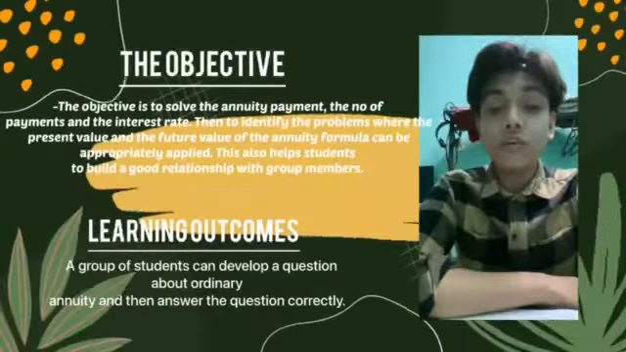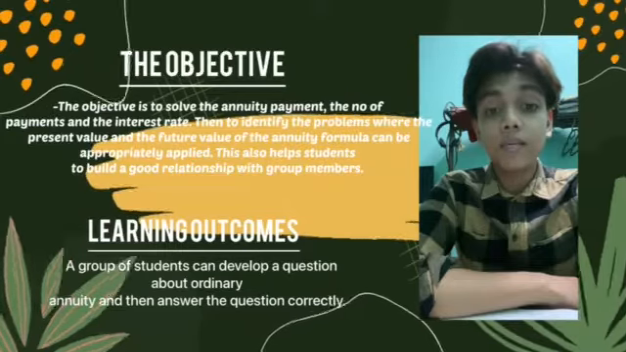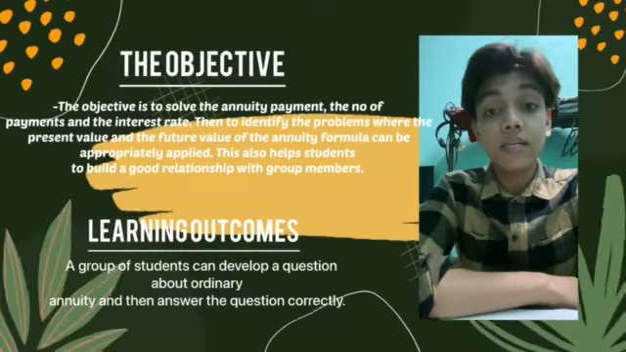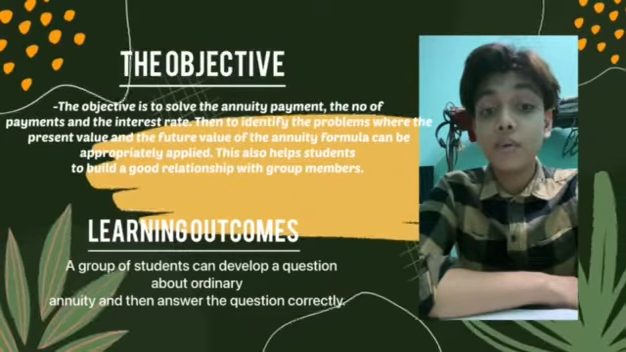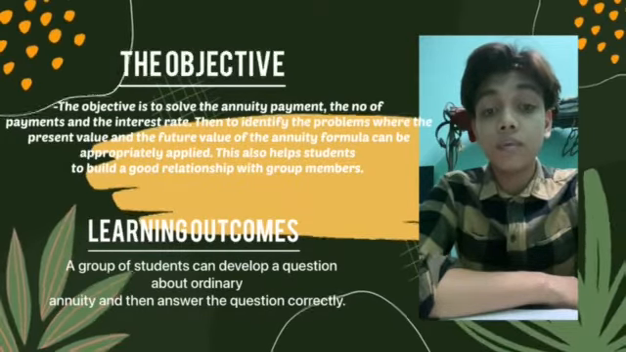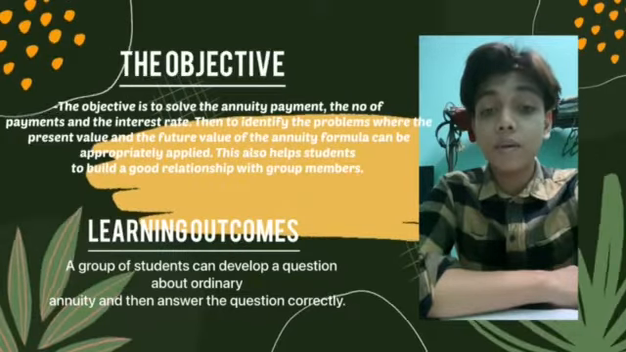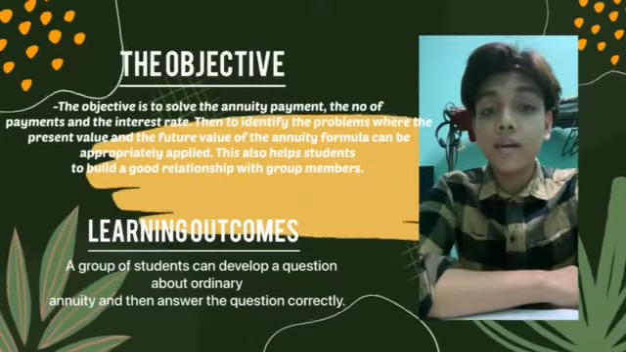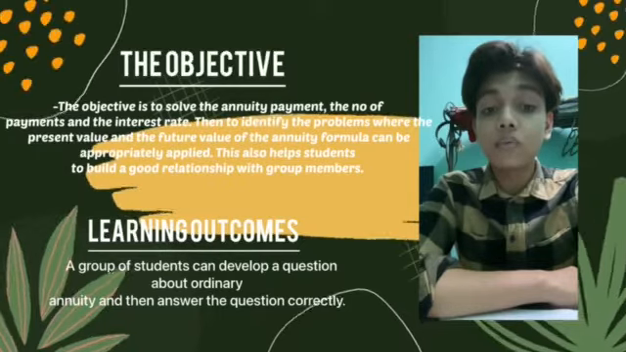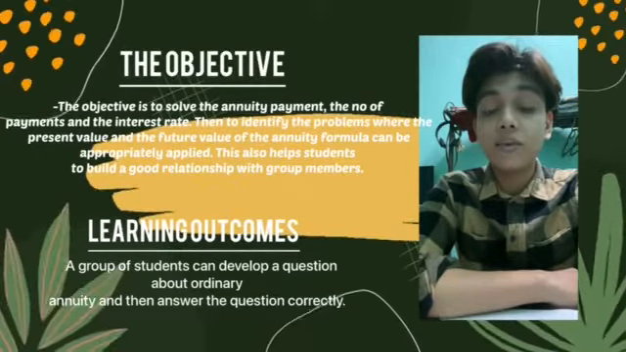The objective is to solve for the annuity payment, the number of payments, and the interest rate, then to identify where the present value and future value of the annuity formula can be appropriately applied. This also helps students to build a good relationship with group members. Next are the learning outcomes: a group of students can develop a question about ordinary annuity and then answer the question correctly.